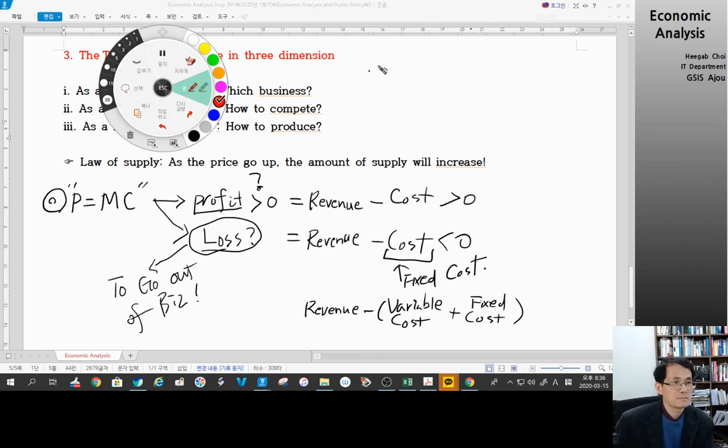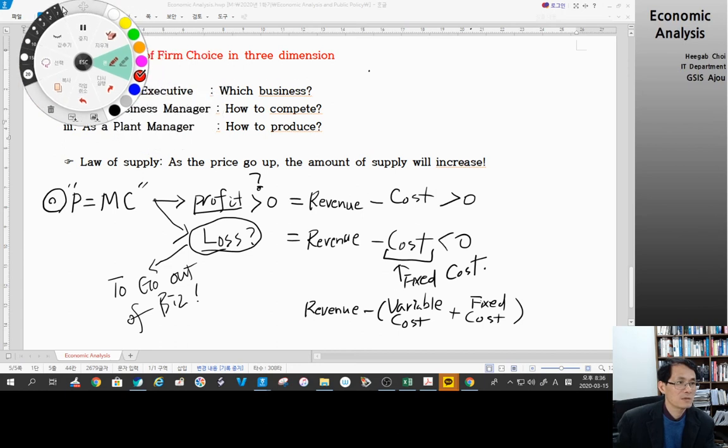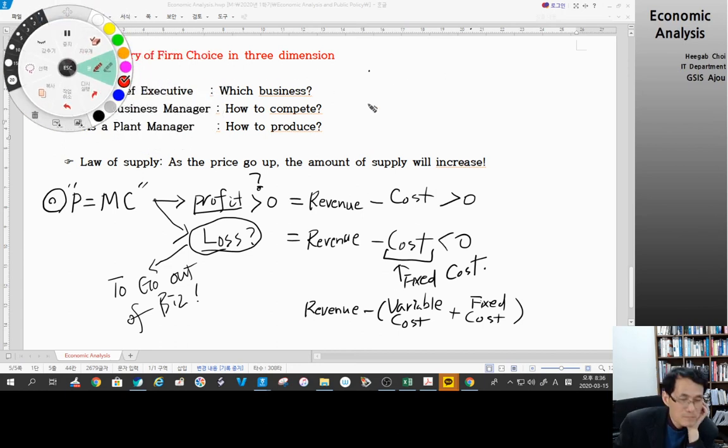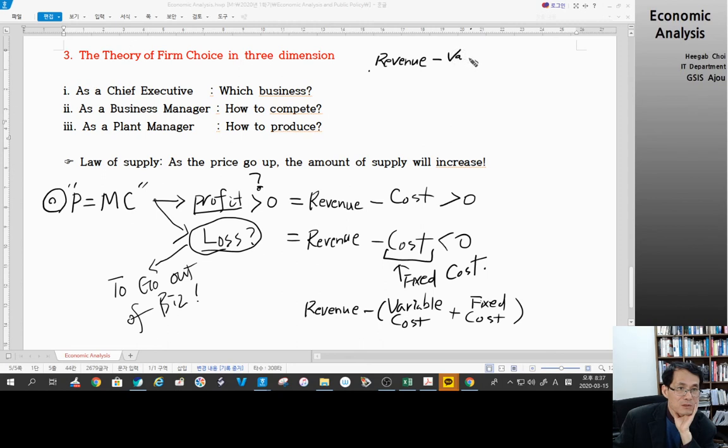Suppose that revenue is less than variable cost, fixed cost. Suppose that the revenue is less than the business loss is so much.